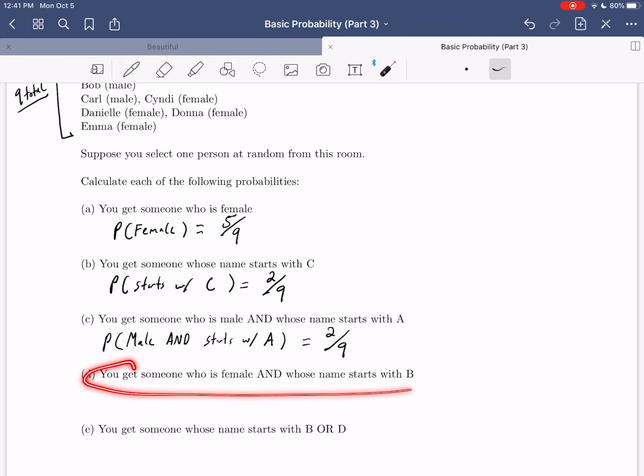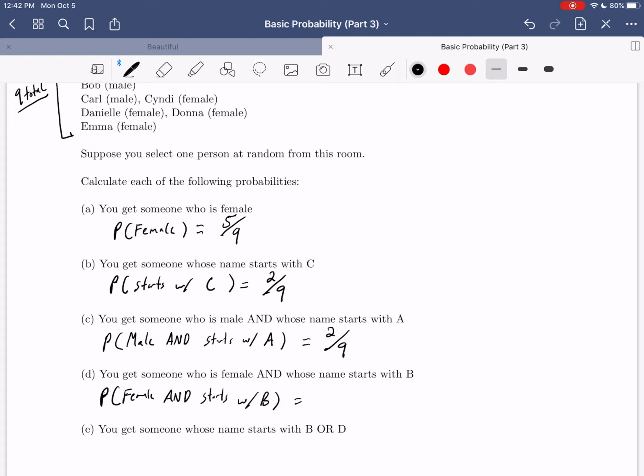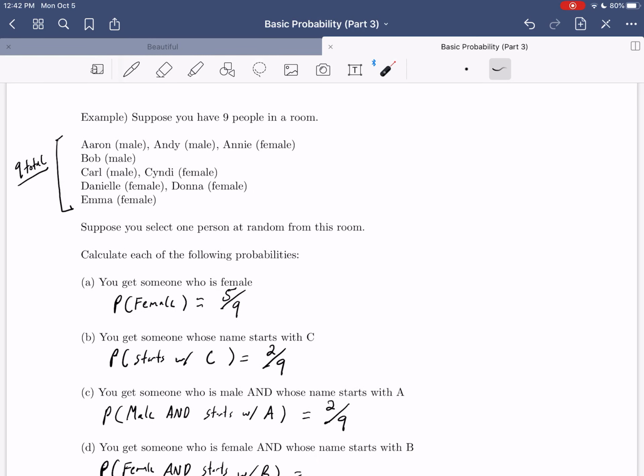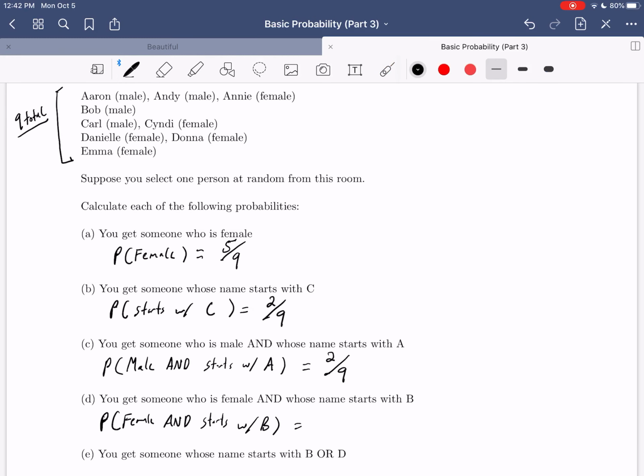Okay. For D, you get someone who is female and whose name starts with B. So probability female and starts with B. So we want somebody who has both these traits, who is female and whose name starts with B. So we can see that for females, we have Annie, Cindy, Danielle, Donna, and Emma. None of them have names that start with B. The only person who has a name that starts with B is Bob, but he's male. So that means there are no outcomes that satisfy this.